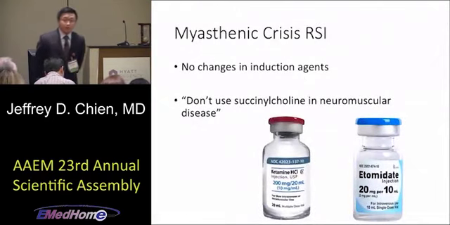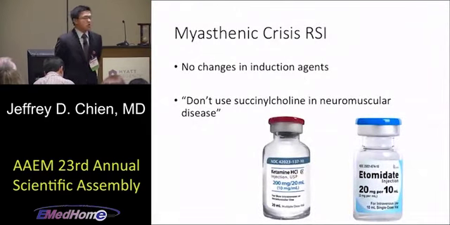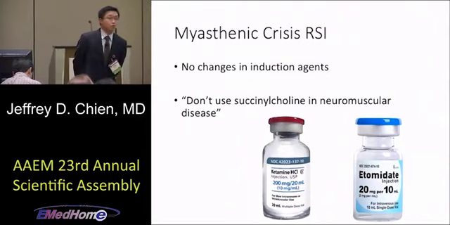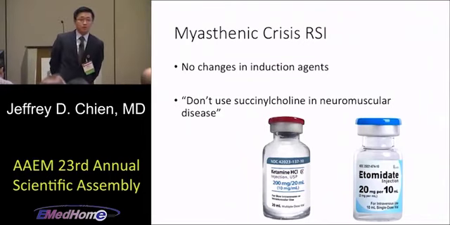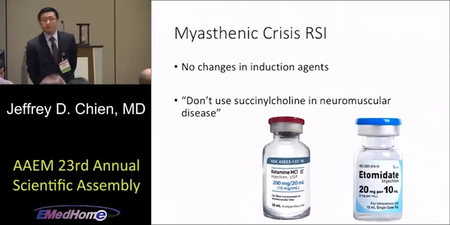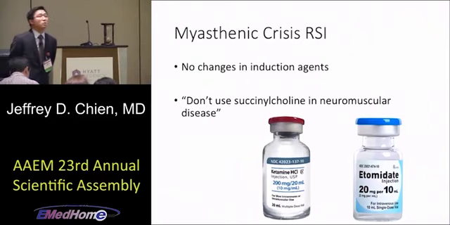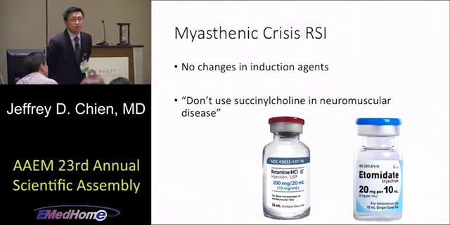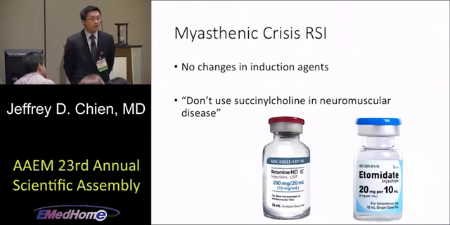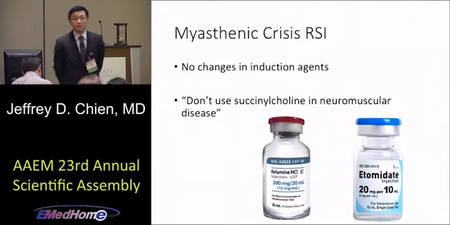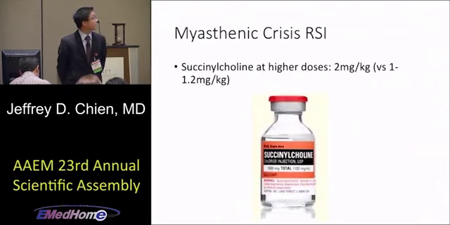When it comes to taking that airway with RSI, there's no difference in the induction agents, ketamine, propofol, etomidate, dealer's choice. But this is where I had that hang-up from reading the textbook. Don't use succinylcholine in neuromuscular disease. Well, that was actually based on a case report in anesthesia. One patient, they were unable to achieve vocal cord relaxation with succinylcholine. So because of that, it's been propagated ever since.